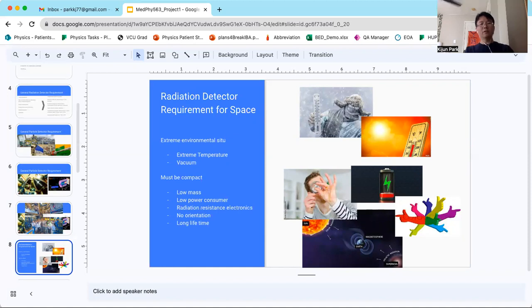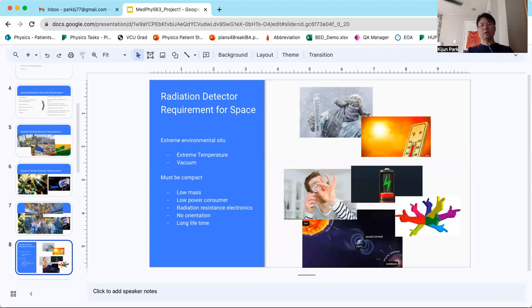You can't put a giant detector into the aircraft, right? So I mean it must be compact, with a small mass and small power consumption, because there is no power outlet outside in space, and you also have to take into account radiation-resistant electronics. There is no shielding outside, so your electronics may die as soon as they go into space. Also there is no orientation. You can define the orientation XYZ on Earth, but you can't define XYZ in space, so you have to define it based upon your detector location.